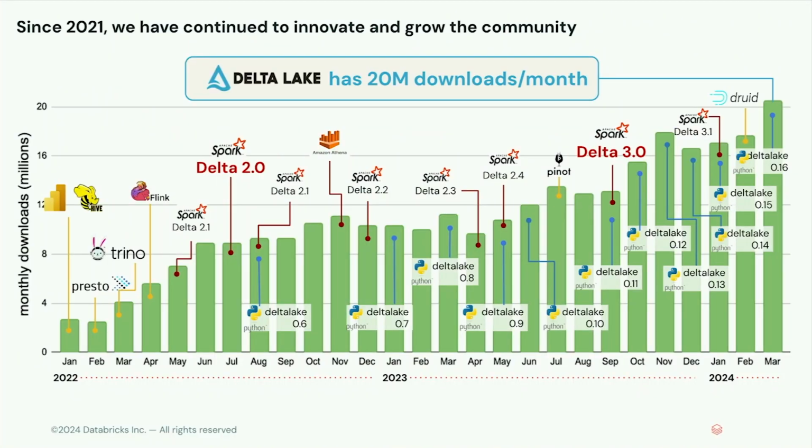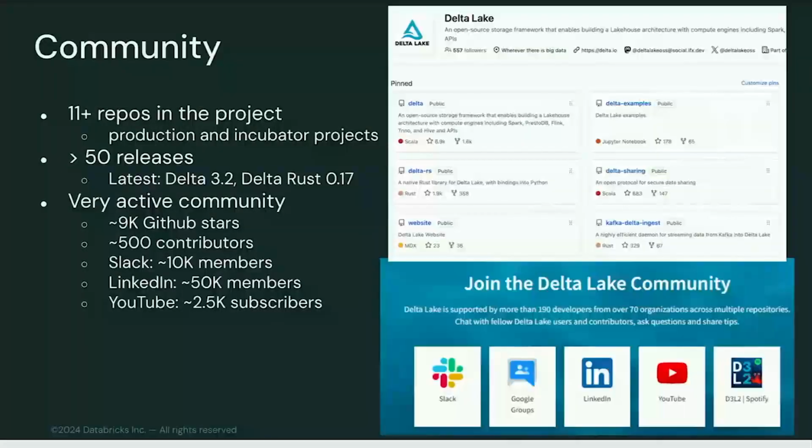And so since 2021, we have continued to innovate and grow the community. We recently hit a very exciting milestone, which is that Delta Lake now has 20 million downloads per month. Yes, take a picture of this slide. This is a good slide. I actually stole it from someone else. But this is really exciting. Basically, this is a very thriving community, and we're continuing to see tons of innovation and folks building on top of Delta Lake.